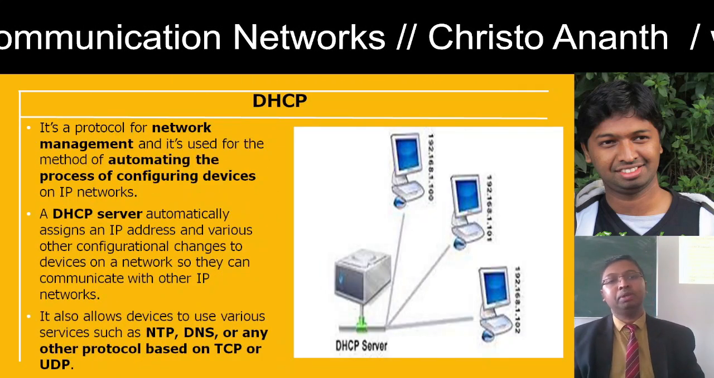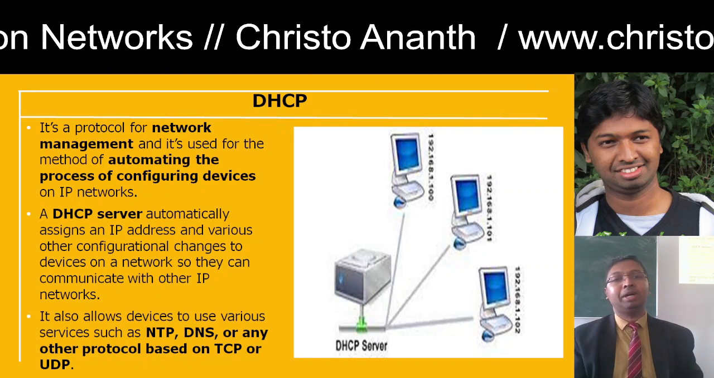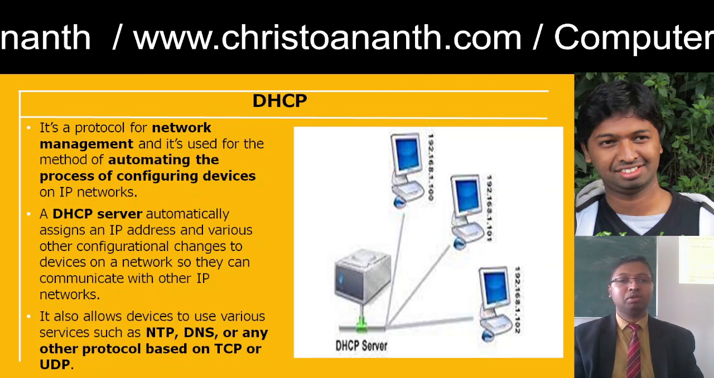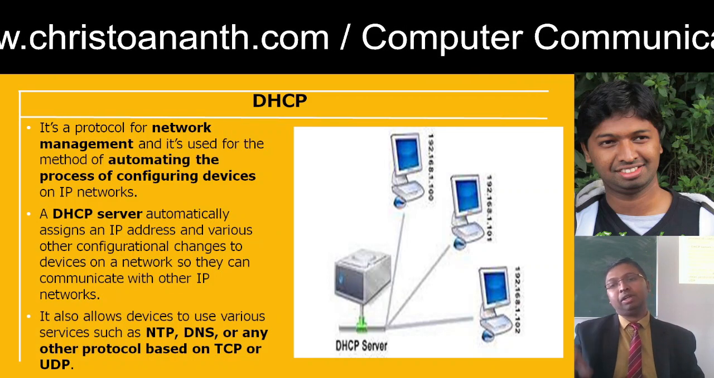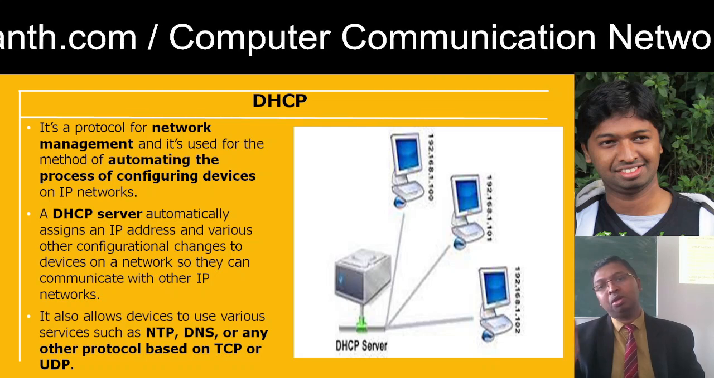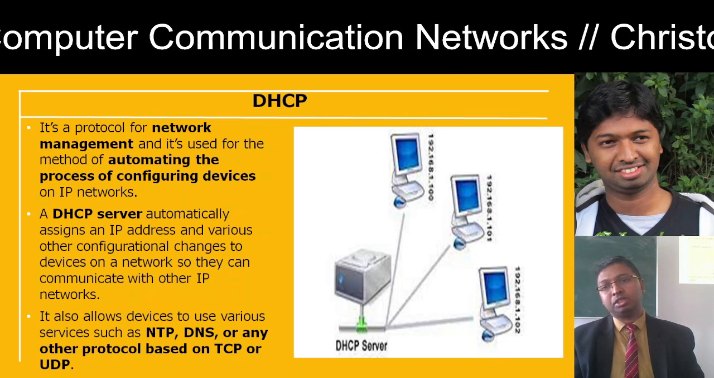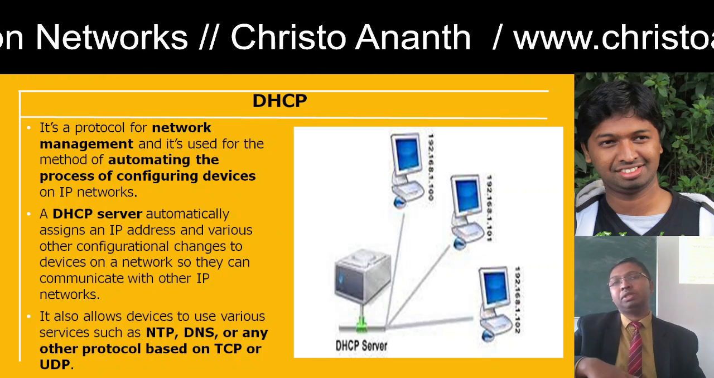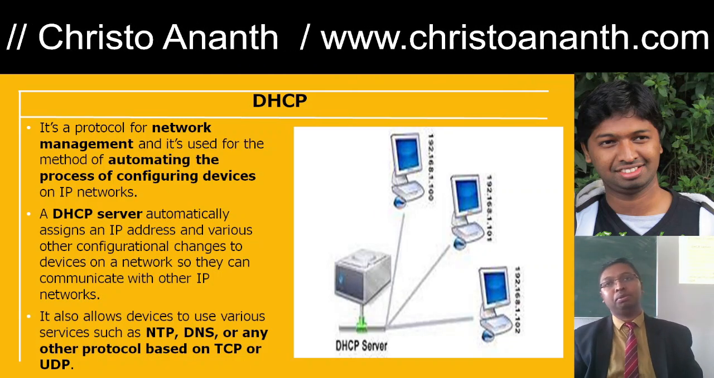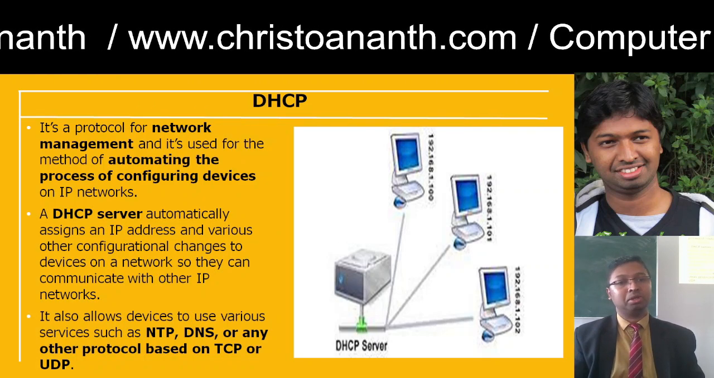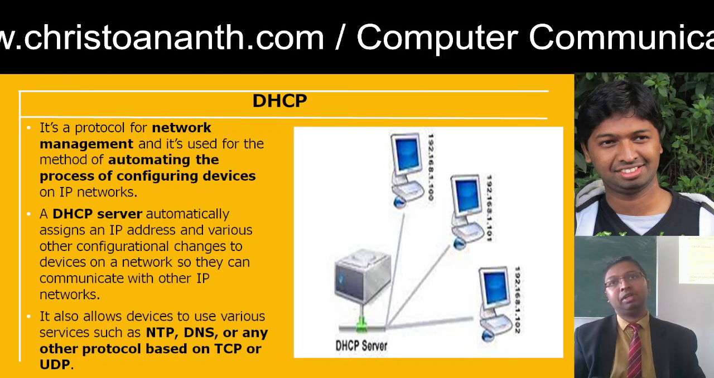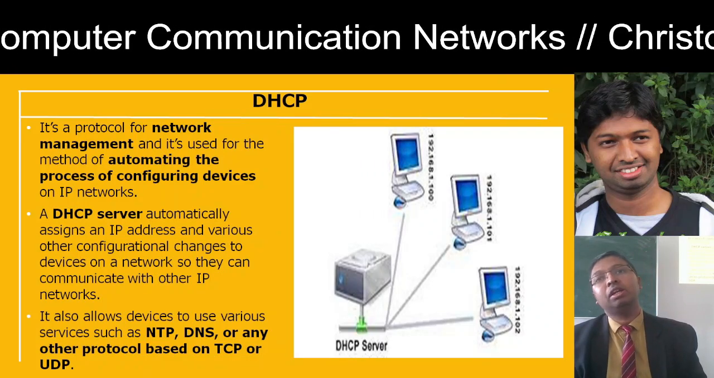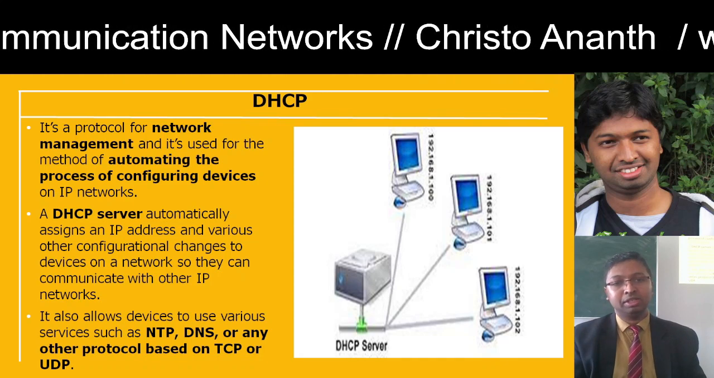Then you have DHCP. Generally for network management or automating the configuring of devices, you can use Dynamic Host Configuration Protocol. So we'll have different servers, like 192.168.1.100, 101, 102. This is how a DHCP server is going to connect across different computers. The DHCP server is going to automatically assign an IP address and several configuration settings to the devices on a network.